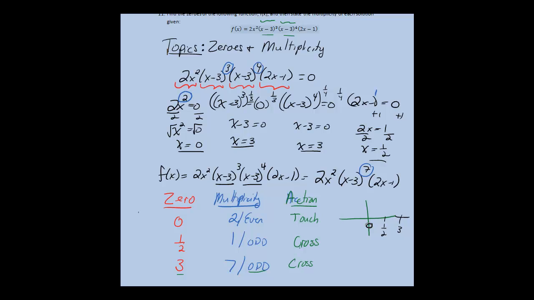Based off of my leading term test, I recognize here I have an x squared, here I have an x cubed, here I have an x to the 4th, and here I have an x. If I multiply each one of these together, I'm going to add the exponents. 2 plus 3 is 5, plus 4 is 9, plus 1 is a value of x to the 10th. We know that function has to start up here in quadrant 2 and leave in quadrant 1.